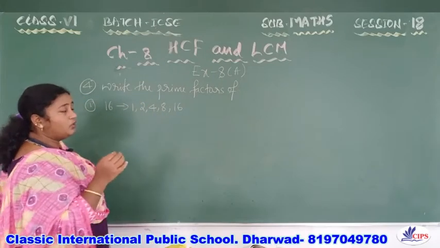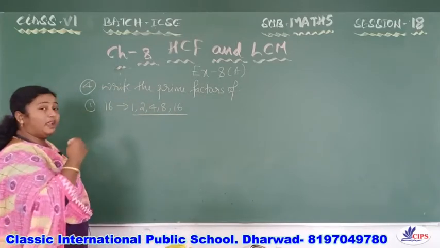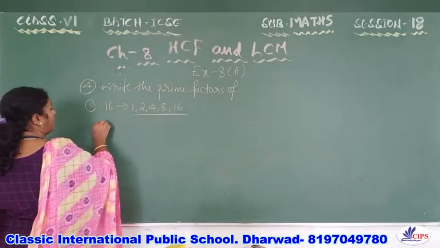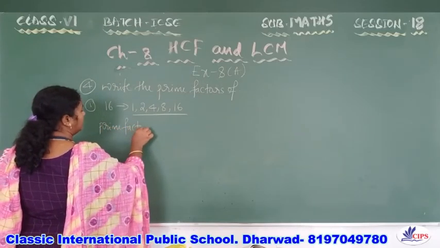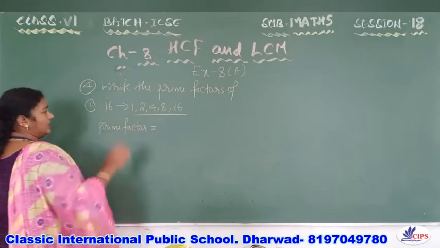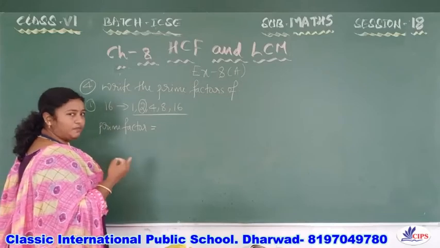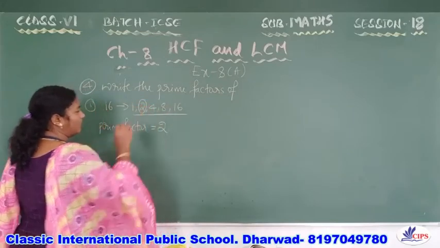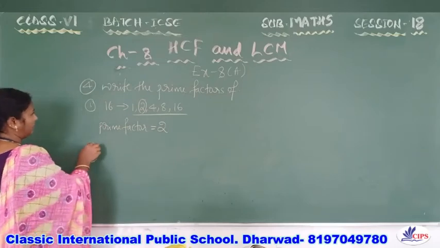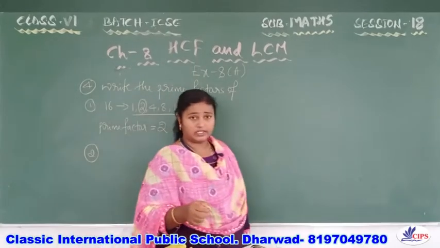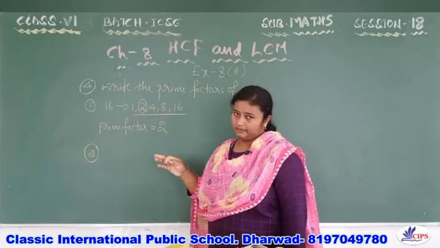Now, they told you to write the prime factors. Among these factors, you have to find the prime factors. What is the prime factor of 16? Here only 2 is the prime factor we got, because only 2 is a prime number. So the prime factor is 2. This is how you find the prime factors of a given number: you list the factors of the given number, and out of that you take only the prime numbers.